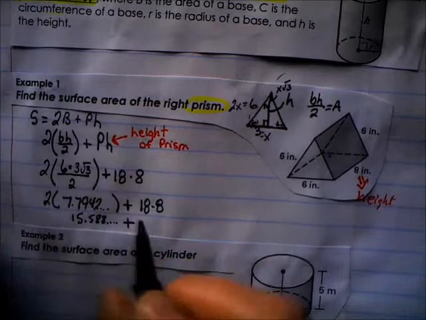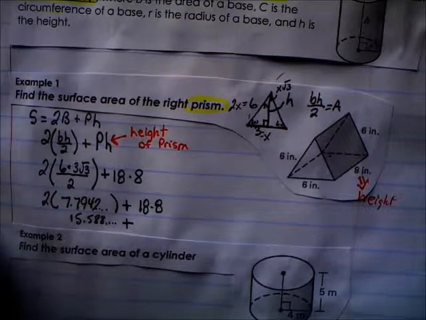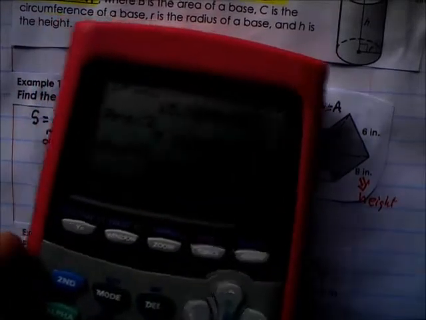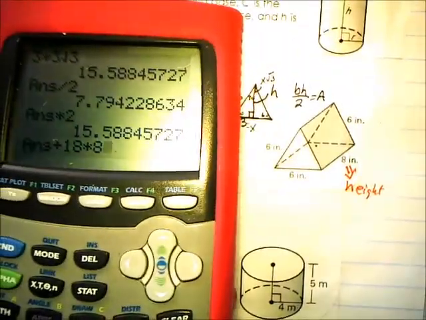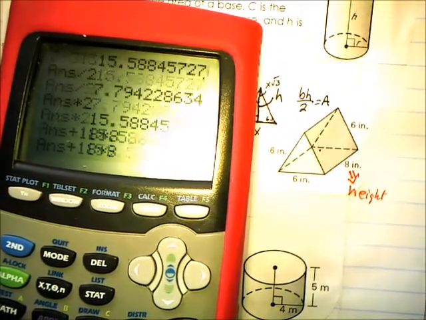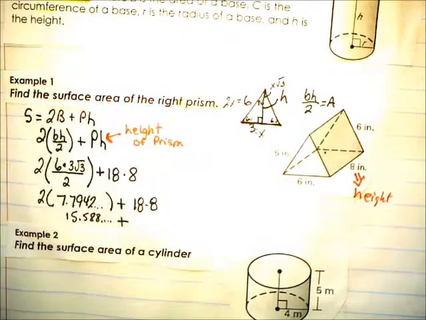So I want to add to it 18 times 8. So it's all in my calculator. Let me turn on the light so you can see it. So I have all that in my calculator, and I have 159.6.